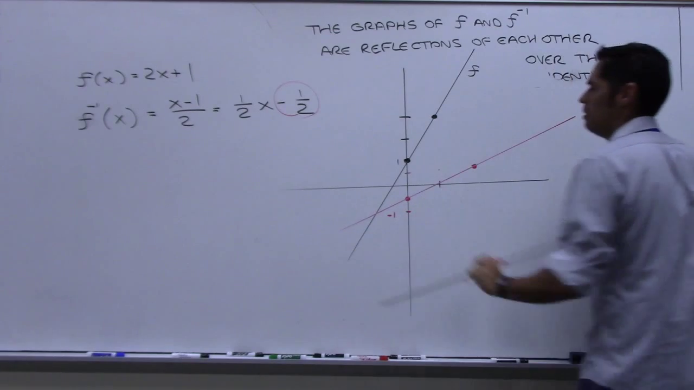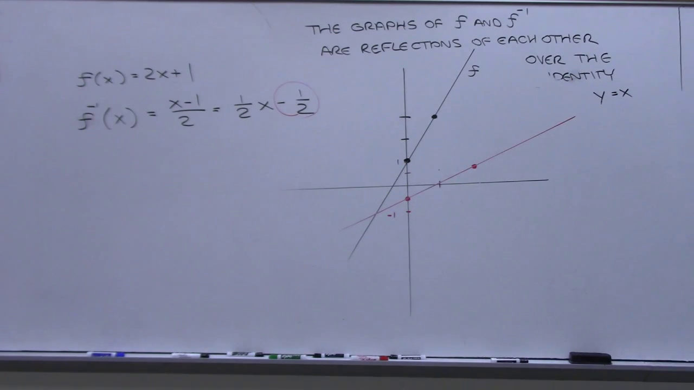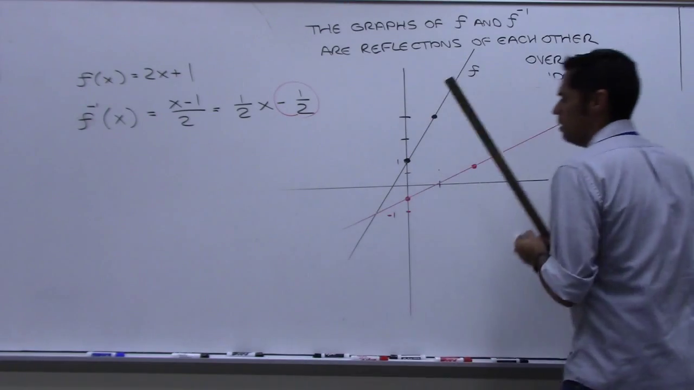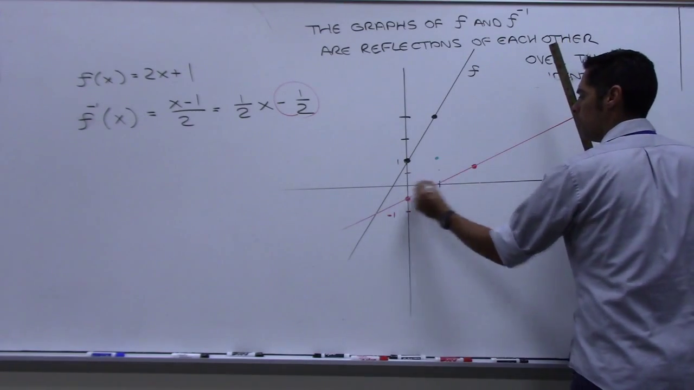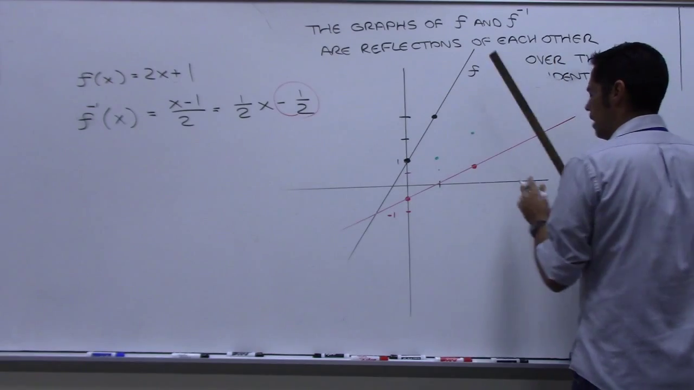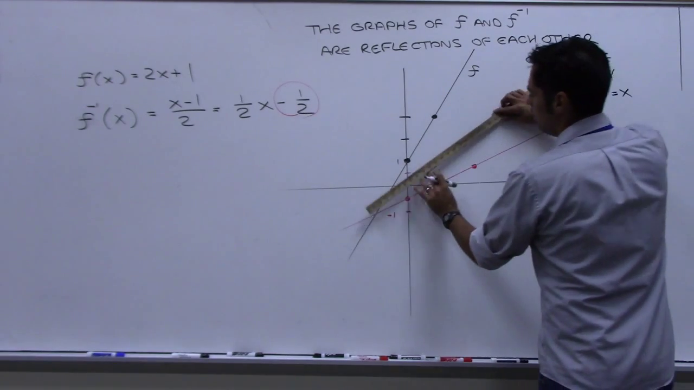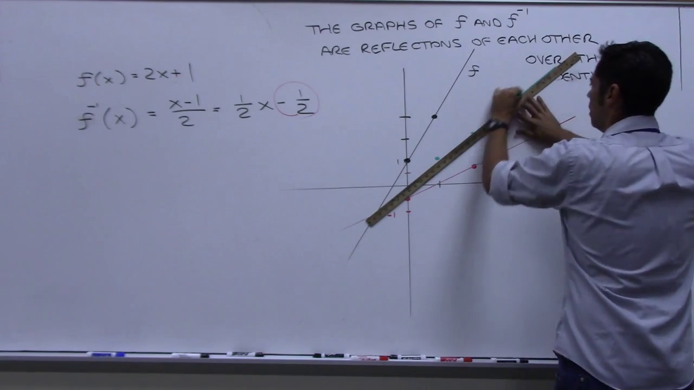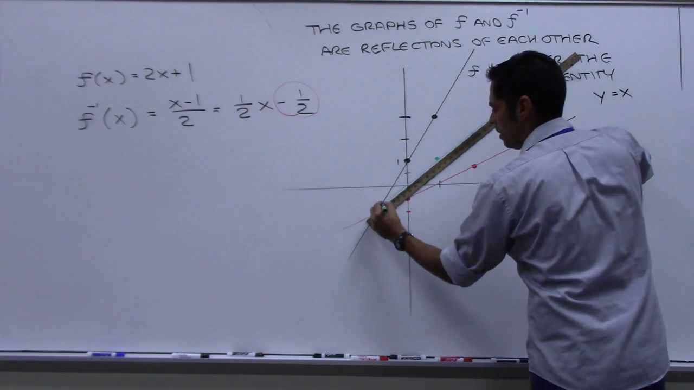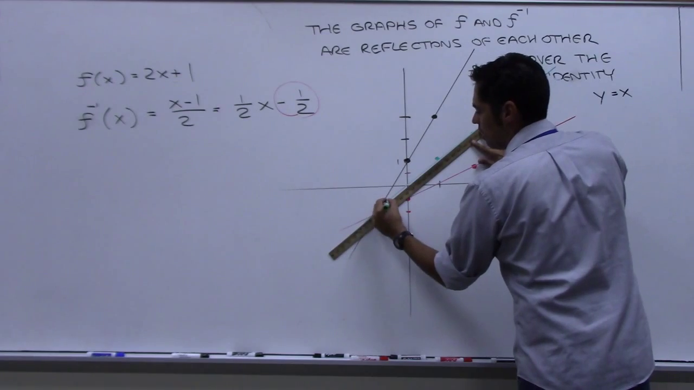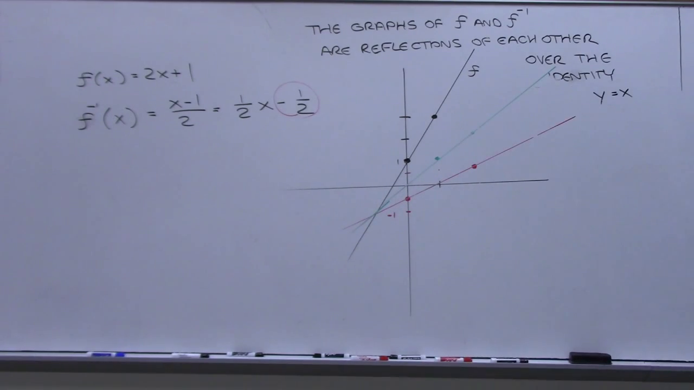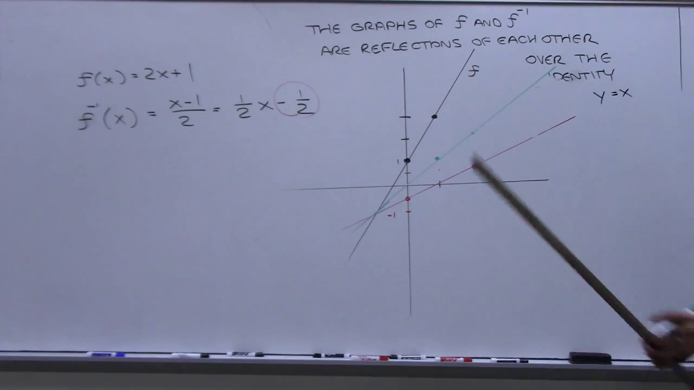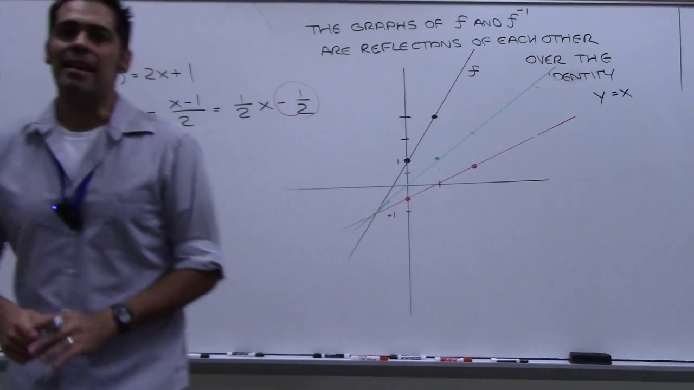And now if I graph this, like that, get that picture. And if I draw the identity in here, which would be 1, 1, 2, 2, the identity is something like this. I'm a little off here. Missed it. They should intersect each other at the identity, but those look like reflections over the identity to you? Yes? Okay. That's always the case.